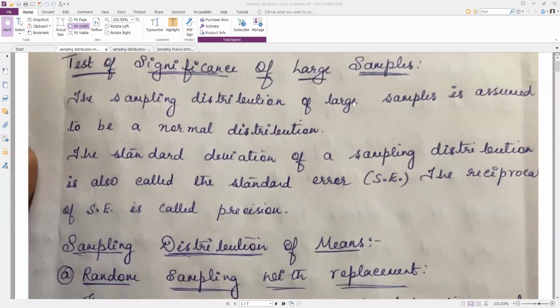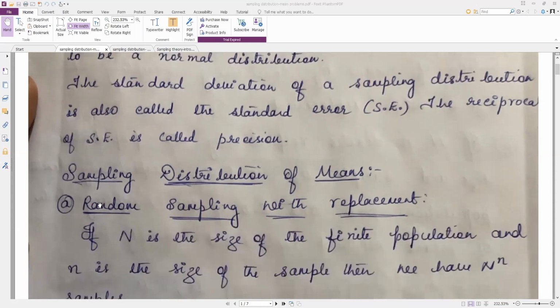The sampling distribution of large samples is assumed to be normal distribution. So whenever the samples are large, then we are considering which kind of distribution? Normal distribution. The standard deviation of sampling distribution is also called standard error. So standard deviation, that is sigma or S of a sampling distribution, is also called what? Standard error, and the reciprocal of standard error is called precision.